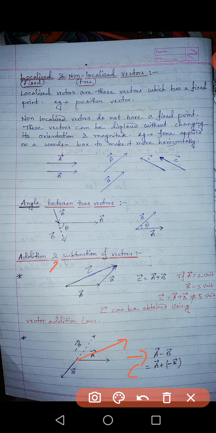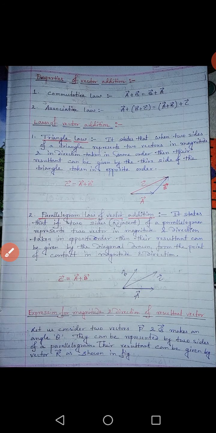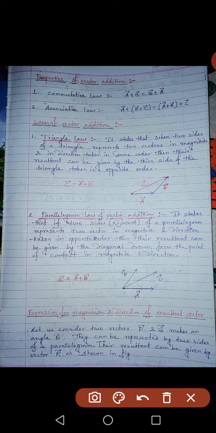Now the next topic: we have to find out the expression, meaning how much is the value of C and in which direction this C will lie. Because if C is the diagonal, it must have a specific direction, meaning it must make a specific angle with these vectors. So anyway, we will discuss that: how much will be the value of C and what will be the direction of C.